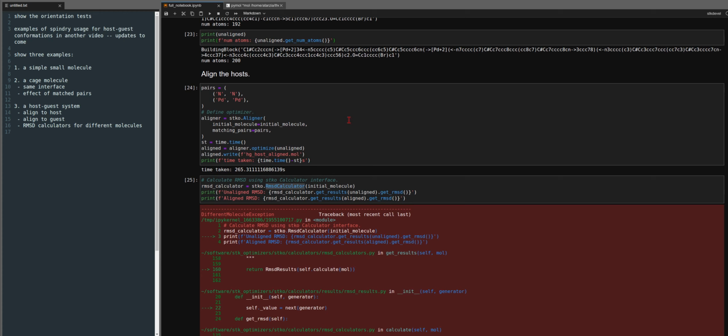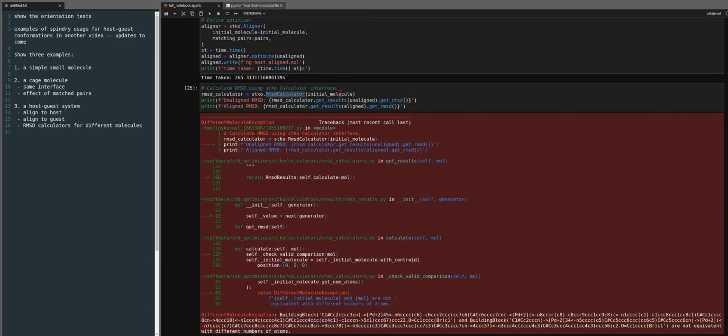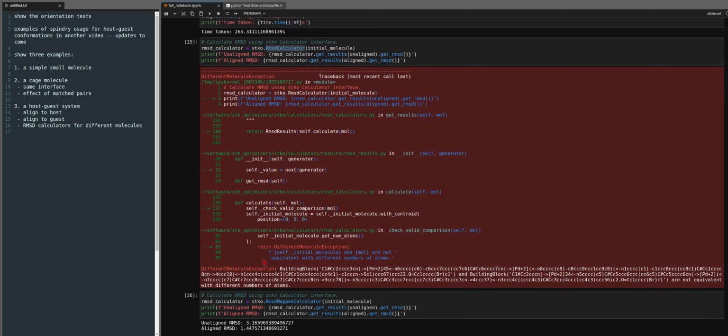And the first thing I need to point out, I need to take a quick detour. They're two distinct stk molecules, right? And that aligner has no problem. It runs it, but it throws out an error in the RMSD calculator, and it throws out a different molecule exception because they're not equivalent molecules. That's because the default RMSD calculator assumes the same atoms, they assume exact equivalence of the molecules, so the same atoms, same atom IDs, and same atom ordering. That is not ideal in all cases.